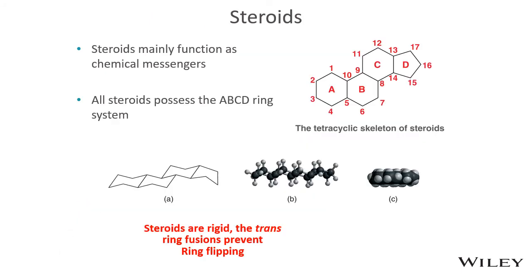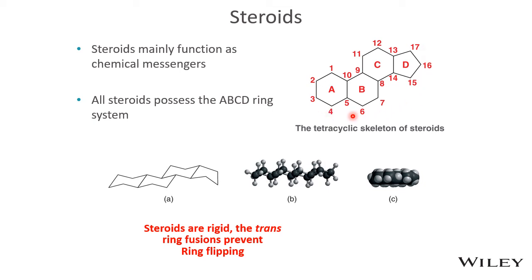The next class of lipids we'll talk about are steroids. Steroids mainly function as chemical messengers, and all steroids have this tetracyclic skeleton, which is known as the ABCD ring system. So every steroid consists of 3 six-membered rings that are fused together in this form, as well as 1 five-membered ring, for a total of 17 carbons in this basic skeleton.